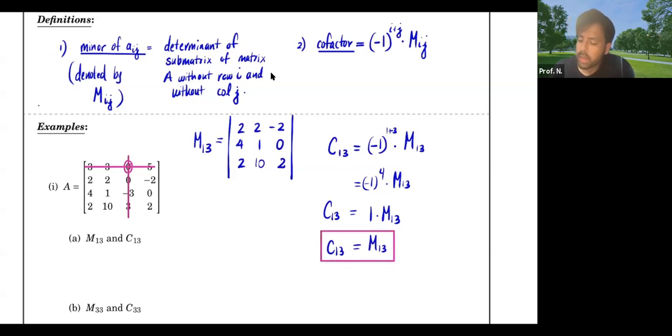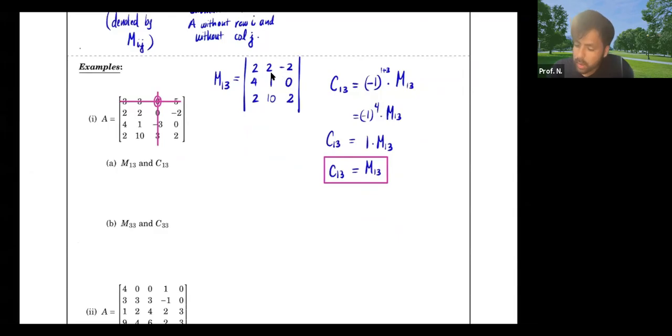Okay. And then what would be M33? So then you look at the matrix again. You look at the entries in the third row, third column, right? We strike out the third row and the third column at once, and then we find the determinant of that new matrix: 3, 3, 5, 2, 2, negative 2, and 2, 10, 2. If I take the determinant of this matrix, then I get the minor.